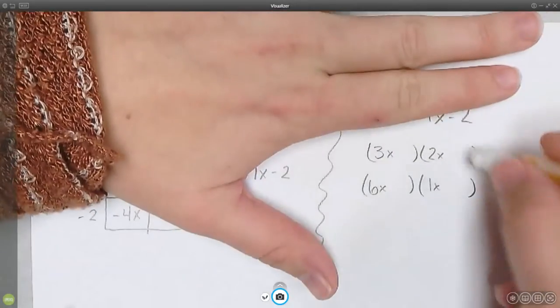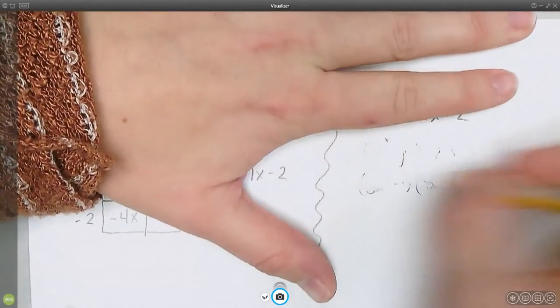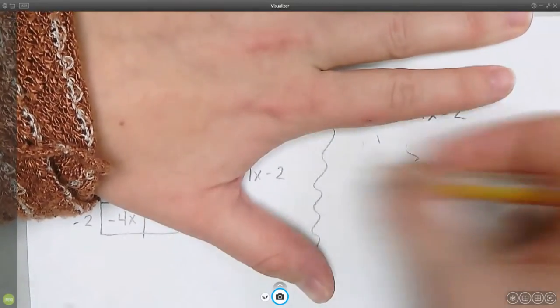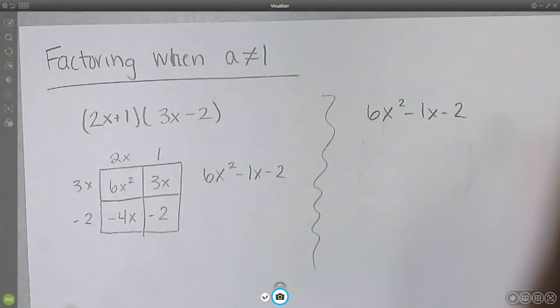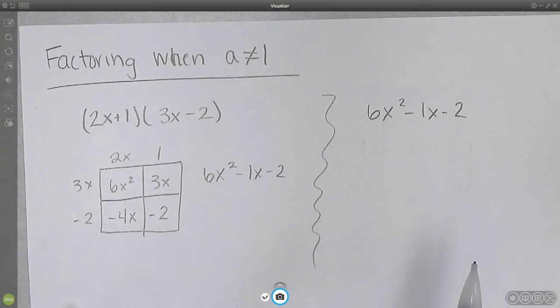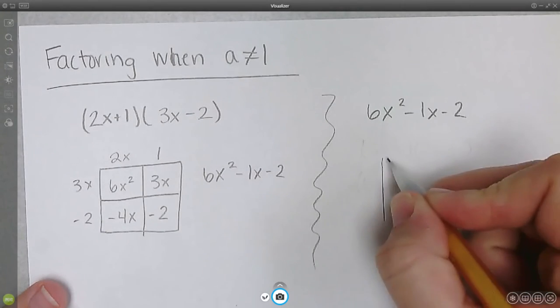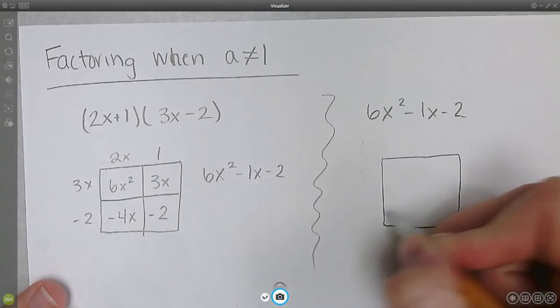So instead of guessing and checking, we are going to figure out a way to do it that works every single time. We are going to do something that's called the reverse box method. So you are going to make a box.